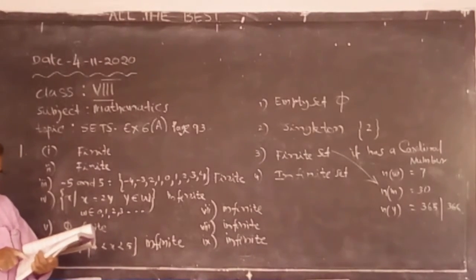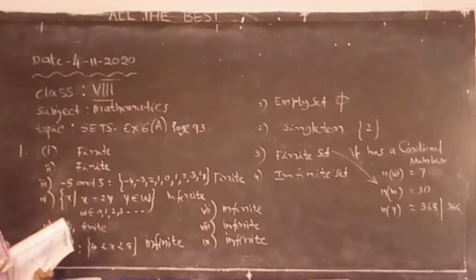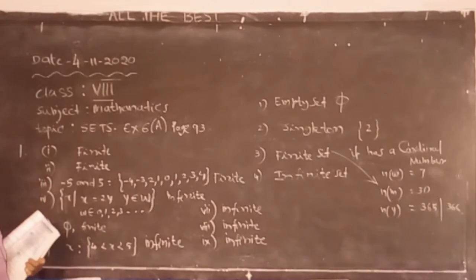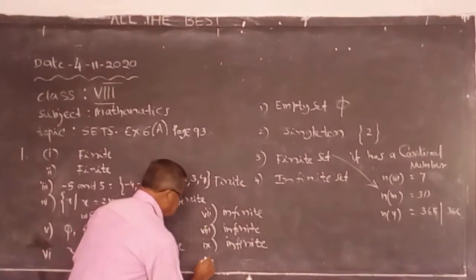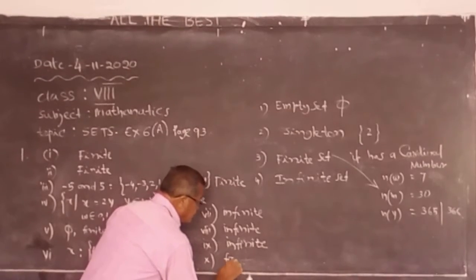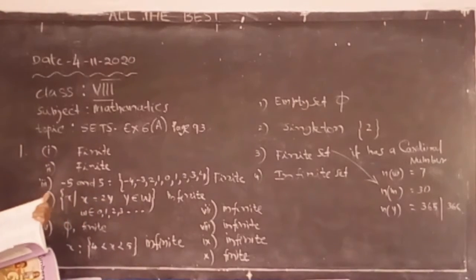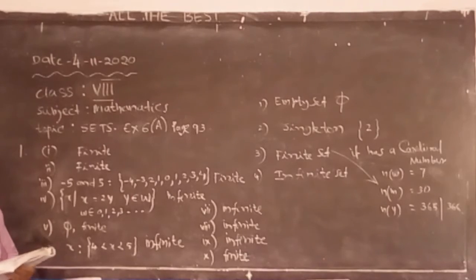Tenth one, the set of grains of sand in a small bottle. Yes, in a small bottle we can count the particles. So the tenth one is finite. It will take time to count all the small granules in the bottle, but we can count. So like this, we have to say whether it is finite or infinite.